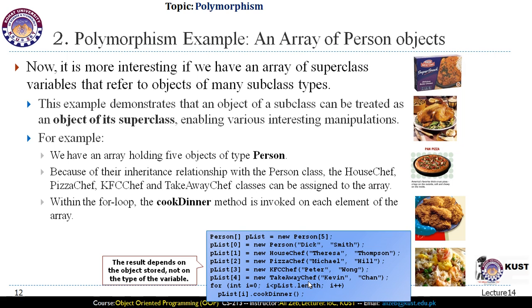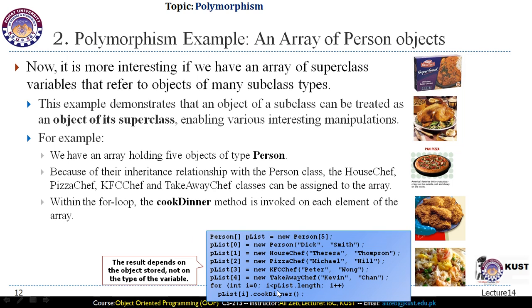Similarly, a pizza chef is a person because the pizza chef is a subclass of the person class. And the KFC chef is a person because KFC chef in our example is a subclass of the person class. Takeaway chef is a person because takeaway chef in our example is inheriting the person class, and because of this relationship we can store references to the objects of these classes in the superclass variable, and it will work the same way as we were doing it separately.